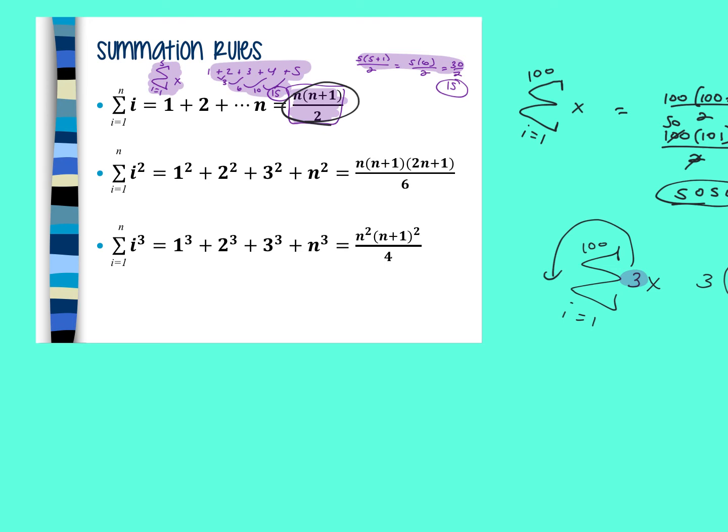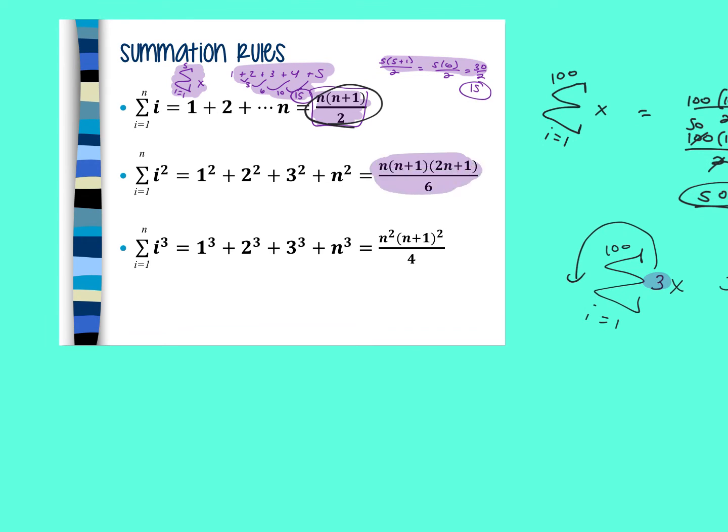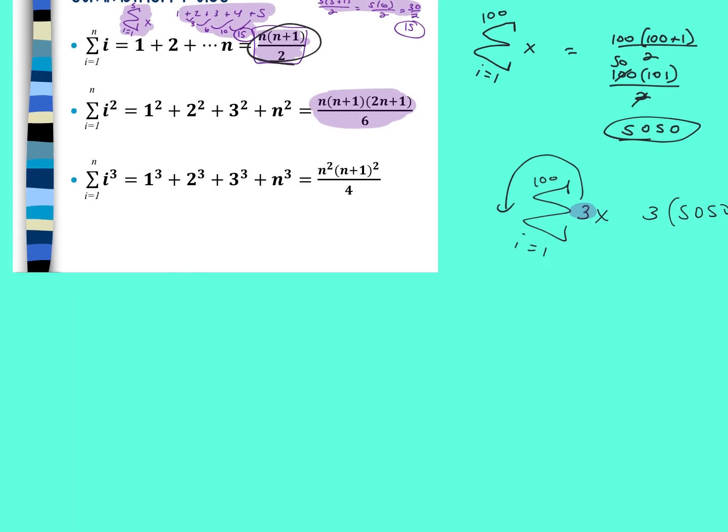Okay. Now the second one, now my variable is squared. So this would be if whatever the n is at the top, and then there's an i squared or a variable squared there. So I would have to do the 1 squared, the 2 squared, the 3 squared, the 4 squared, and add them all together at the end. Or I use this little guy, n times n plus 1 times 2n plus 1 over 6. So that would look like this.